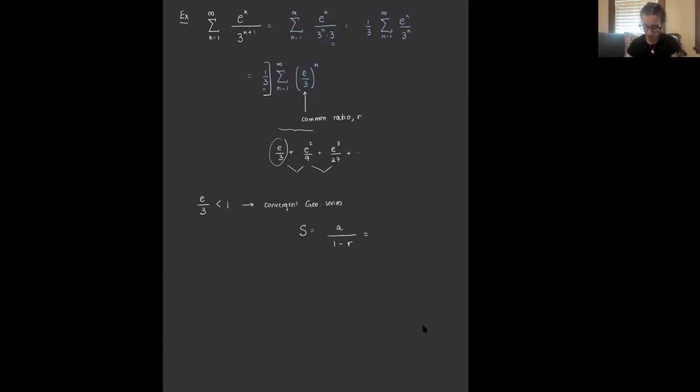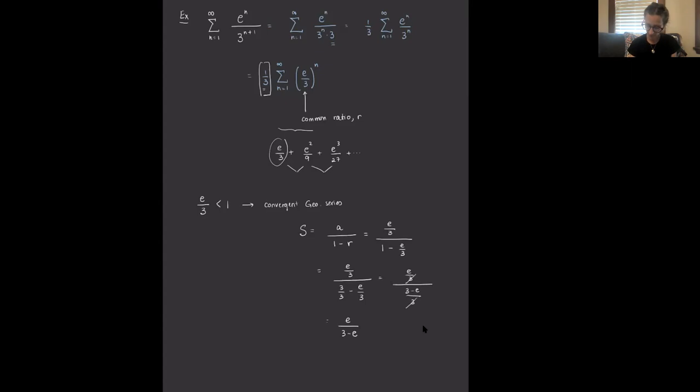First term, and I'm not dealing with the 1/3 on the outside yet, is e over 3. 1 minus the common ratio is 1 minus e over 3. So I'm going to write this as e over 3 over, in the denominator, 3/3 minus e over 3, which is e over 3 over (3 minus e) over 3. And this 3 with this 3 cancel out if you multiply by the reciprocal. So this is e over 3 minus e.